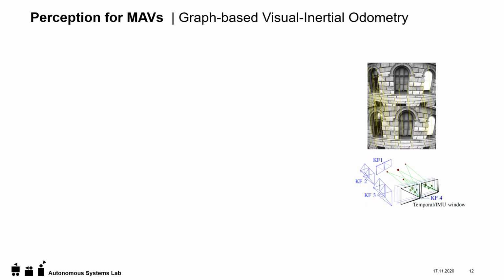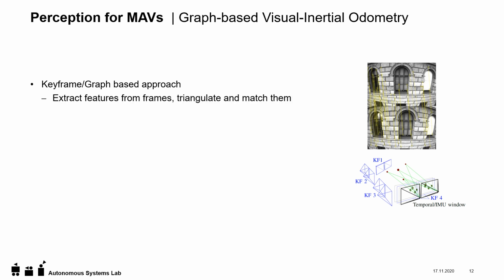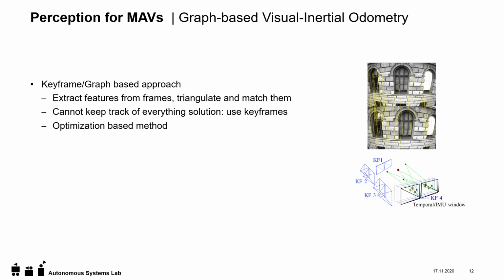A different approach to visual inertial odometry is to use a graph-based optimization algorithm instead of a Kalman filter. In such a keyframe or graph-based approach, we extract features from frames, triangulate them, and match them between different frames. Because we cannot keep all of the features and all of the frames in our optimization solution, because it would be too expensive to compute, the system defines keyframes and optimizes between these keyframes.